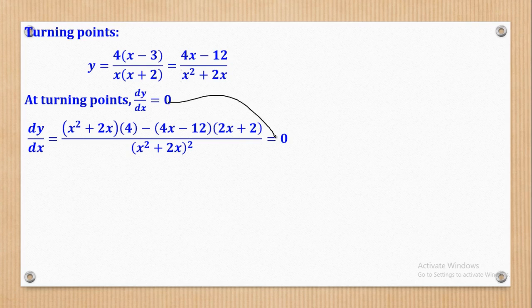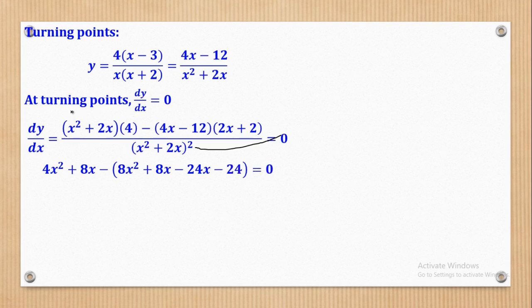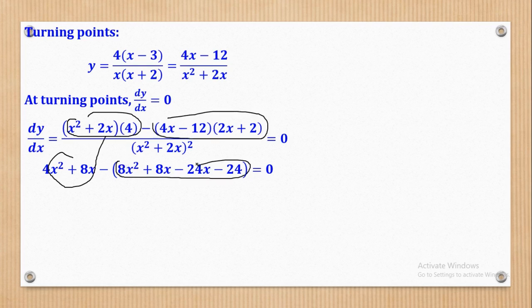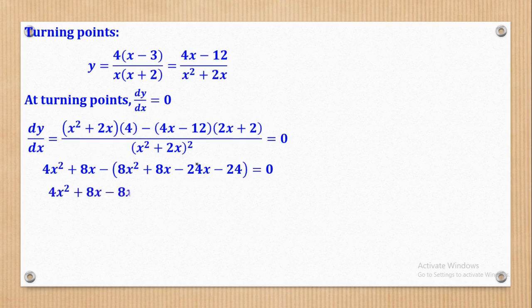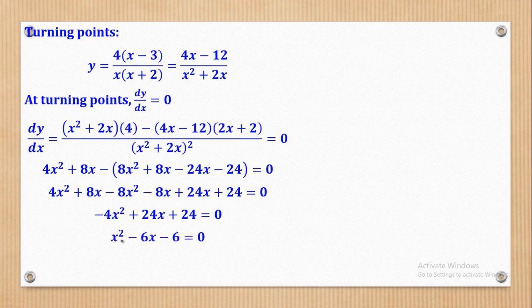So you have to equate it to 0. Now next I can cross multiply, so meaning that the numerator will be equal to 0. Now this numerator, when I expand these two, I'll come up with this, and also when I expand these two, I'll come up with this. Now next is to collect like terms and try to reduce where necessary. Now this is a quadratic equation, therefore I have to solve it to get the values of x.